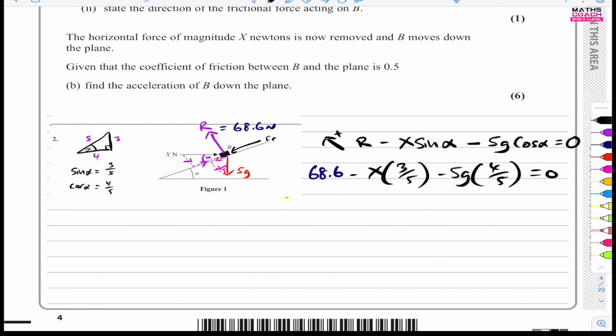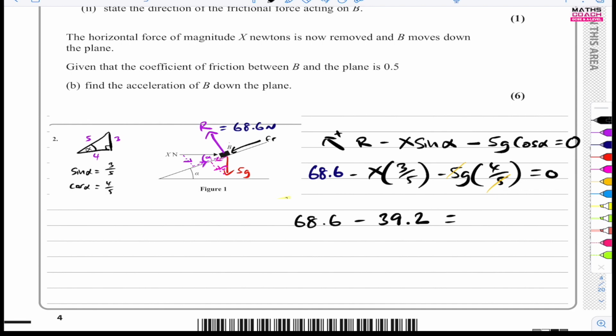So we are going to make X the subject. Might as well just find it. How do we do that, guys? First of all, X is negative here, so shall we take it over to this side and just make it positive right now? So we're going to have 68.6 minus, and also here, look, the 5 and the 5 cancel. So we can just have 4 times g. If you calculate that for me, that's going to be 39.2. There, that's all done.